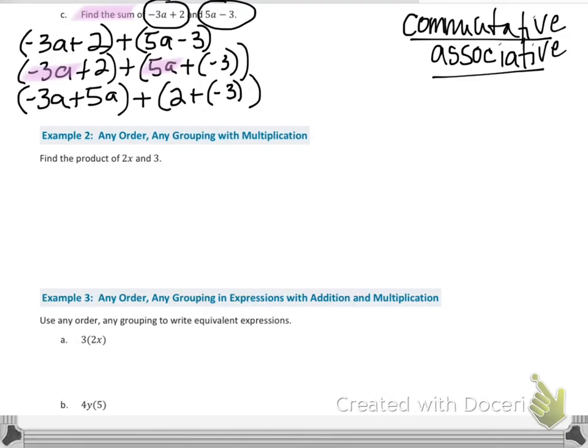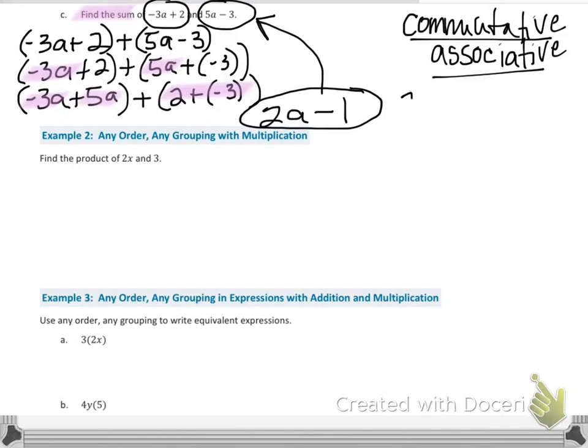Now if we combine our like terms, over here we have our a's, a negative 3a plus a 5a is going to leave us with 2a, because a negative 3 plus a 5 is a positive 2. That should be easy now, all right? And then if we combine these, a 2 plus a negative 3, of course, is going to yield us a negative 1. So this would be our final sum of these two expressions.